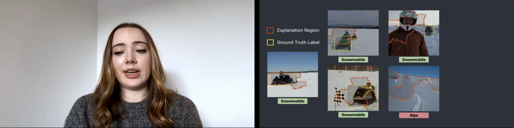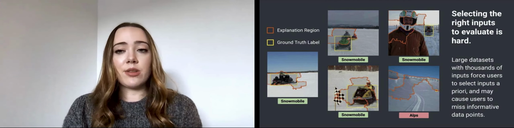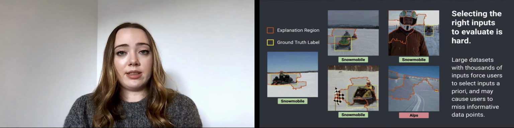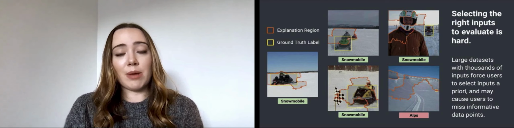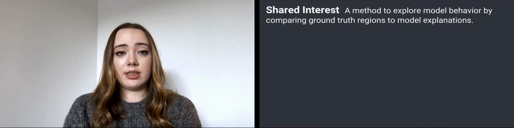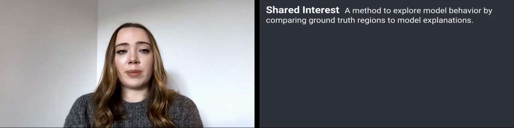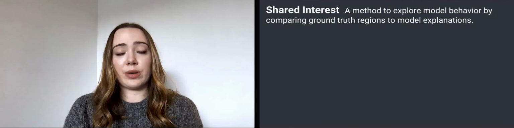And so the takeaway here is that selecting the right inputs to evaluate is challenging. We're dealing with large datasets, so we can't analyze every input. But depending on how we subsample, we may miss inputs that are most informative. And this is the problem that led us to develop shared interest, which is a method to explore model behavior by comparing ground truth regions to model explanations.